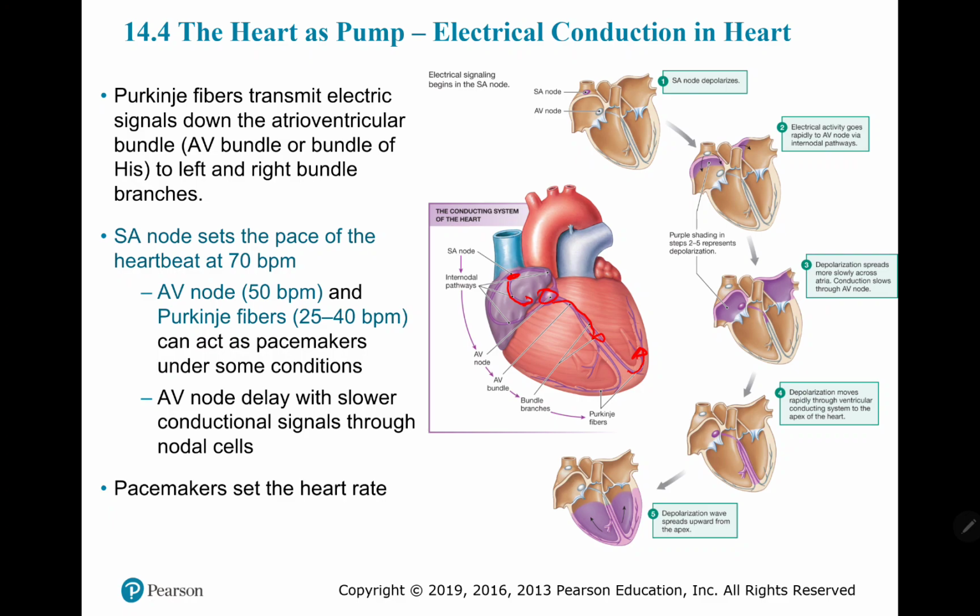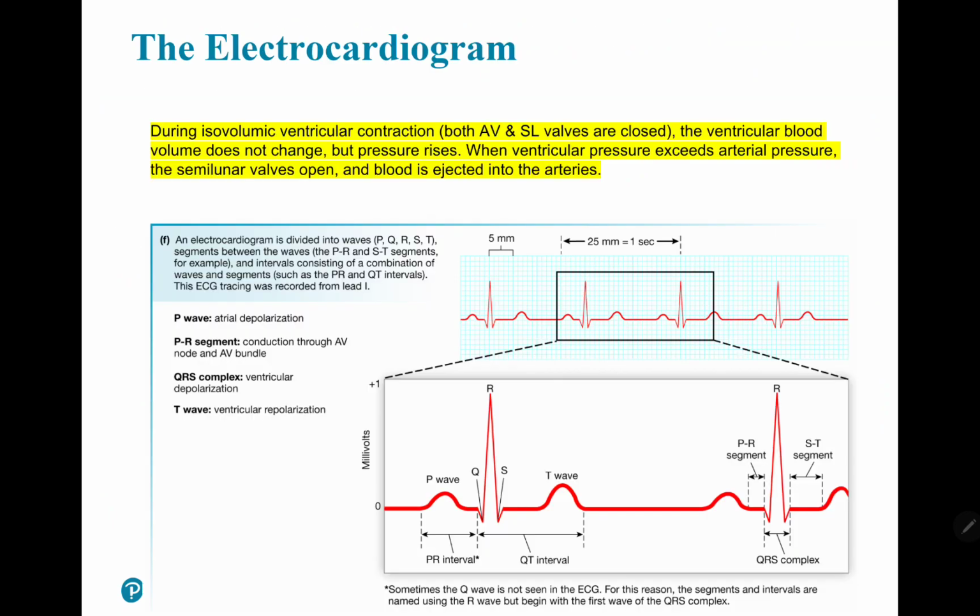And so it's the SA node that sets the pace of the heartbeat around like 70 beats per minute, right? But say, for example, something is wrong with the SA node, your AV node can kick in, and that'll set the heart rate around like 50 beats per minute. Something's wrong with that. Then those Purkinje fibers, they can act as a pacemaker, right, under certain conditions, and they can set your heart rate to around like 25 to 40 beats per minute, okay? And it's that AV node that has that delay with the slower conduction of signals through those nodal cells, okay?